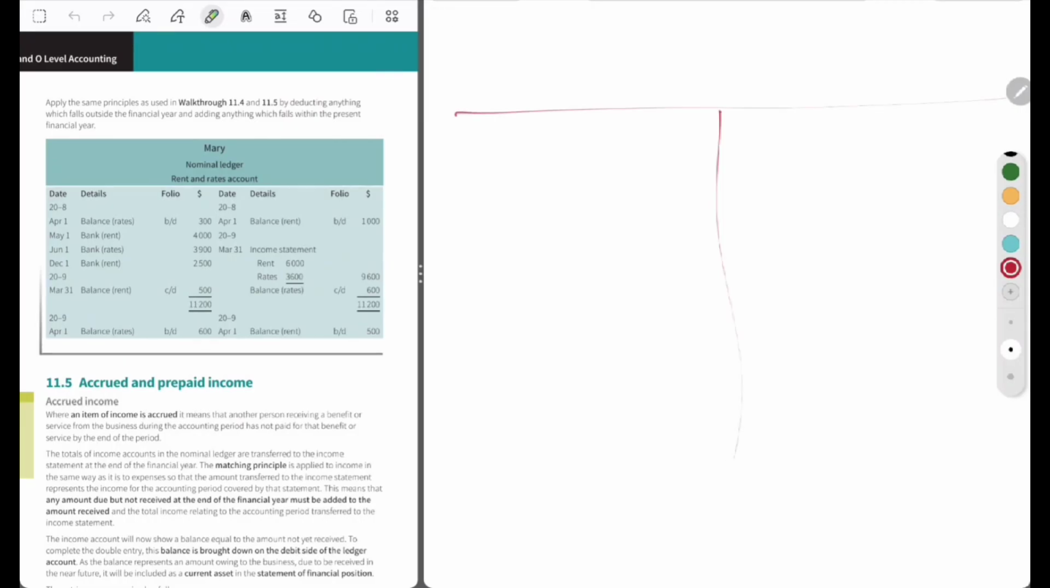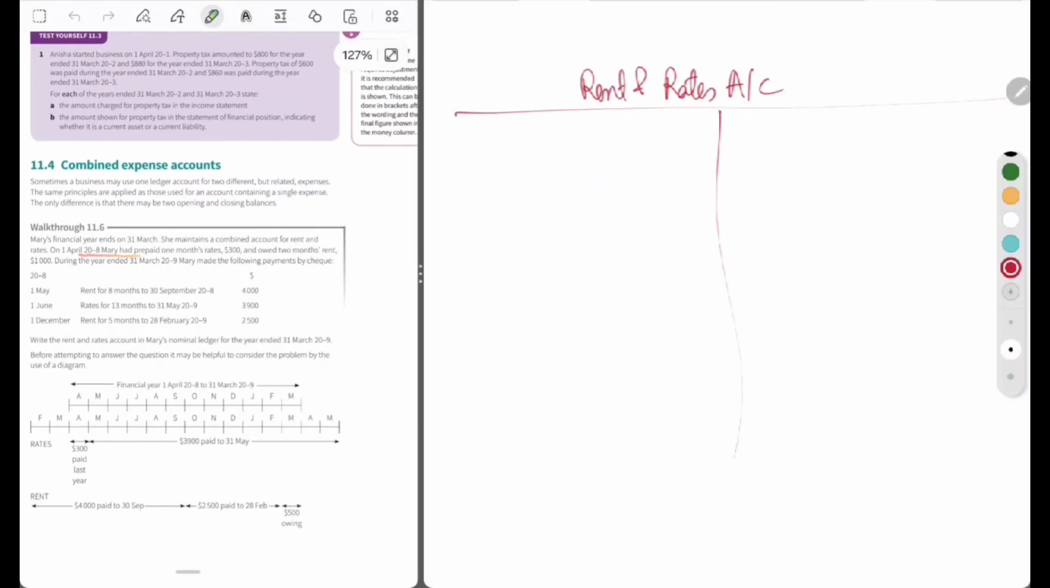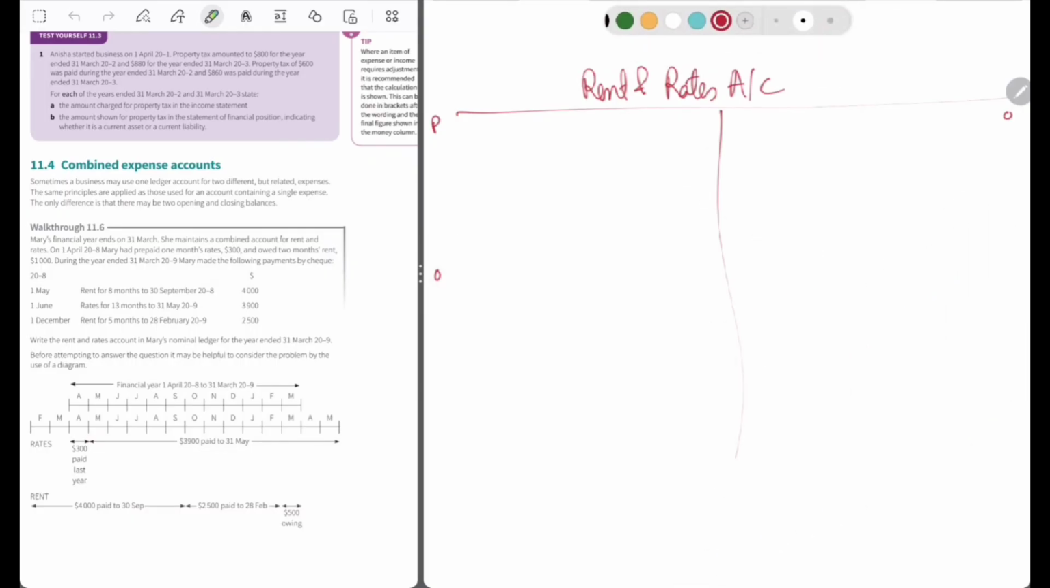Okay, so this is your rent and rates account. So you see it showed on 1st April 2008 Mary had prepaid 1 month's rates. So we know P O O and then what? P. Yes, owing and prepaid, both at the beginning as well as the end. Yes, so here Mary had 1 month's rates, that is prepaid. So prepaid we write it here.